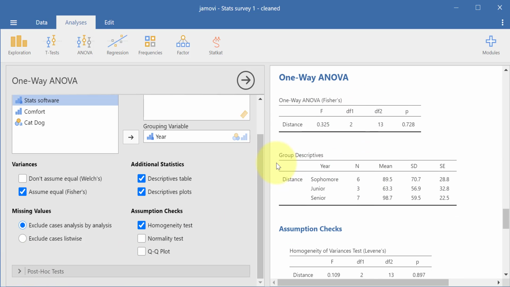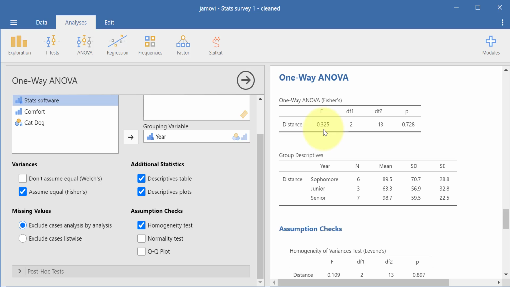So let's go ahead and interpret our one-way ANOVA. So here we have our dependent variable, which is distance, and the F ratio. If you remember, we're trying to look at the differences. Our F ratio is the variation between our samples, that is between our sophomores, juniors, and seniors, divided by the variance within our samples.